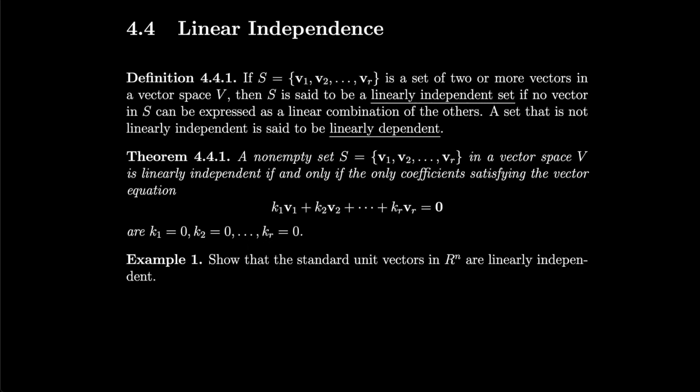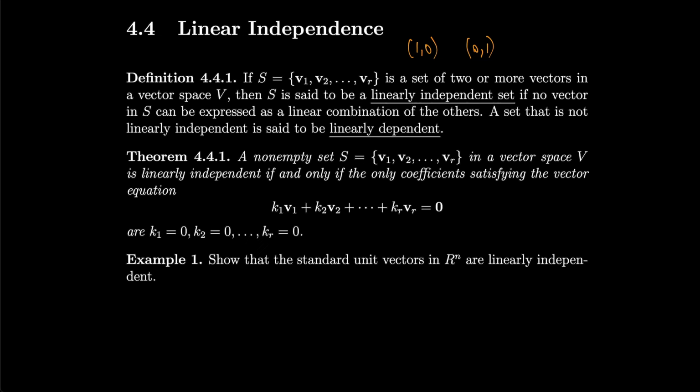For example, if I had the vectors (1, 1) and (2, 2), then notice I could just take (2, 2) and write that as 2 times (1, 1). So the vectors (2, 2) and (1, 1) are linear combinations of each other, so they are not linearly independent, which means we call the set of these two vectors linearly dependent. If I had the vectors (1, 0) and (0, 1), then there's no multiple of (1, 0) that I could take to get (0, 1), and vice versa. So we would say these vectors are linearly independent.